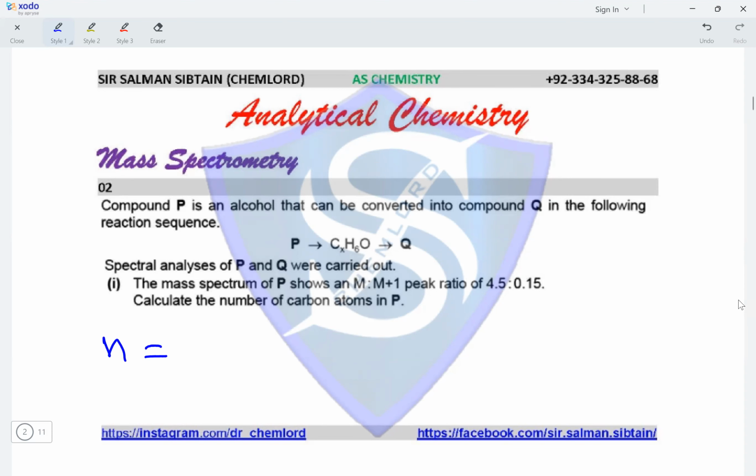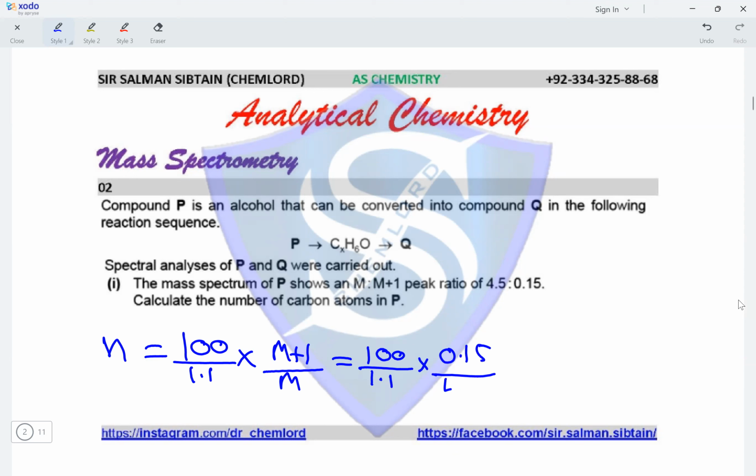So the number of carbon atoms is given by 100 upon 1.1 into M plus 1 height upon height of M peak, which is equal to 100 upon 1.1 into 0.15 upon 4.5. This gives us a value of 3.03, which is rounded to 3, as the number of carbon atoms has to be a whole number. So 3 carbon atoms are present in compound P.